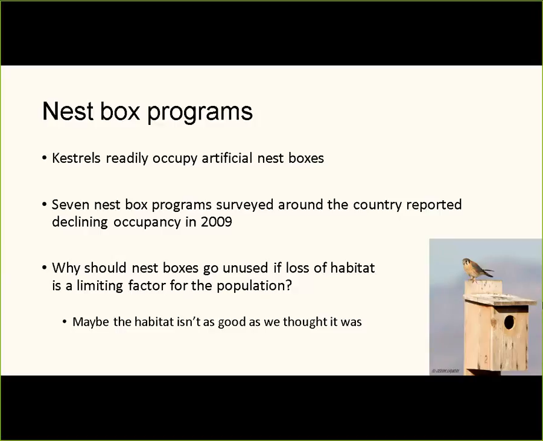Kind of mysterious. So why should the nest boxes go unused if we think loss of habitat is a limiting factor for kestrel numbers? Well, maybe that habitat isn't as good as we thought it was. We can put up a lot of boxes, but if we're not putting them up in what's actually good habitat, then it's not going to be any use to the kestrels. And like I said, they need short vegetation with high visibility. And in Massachusetts and other places in the country, if you don't look at a grassland for 5 years, it turns into a scrubland. And if you don't look at it for 10 more years, it turns into a young forest. So boxes that were in perfectly good habitat 5 years ago might now be in not so good habitat just because nobody's been mowing or burning or otherwise maintaining the grassland.